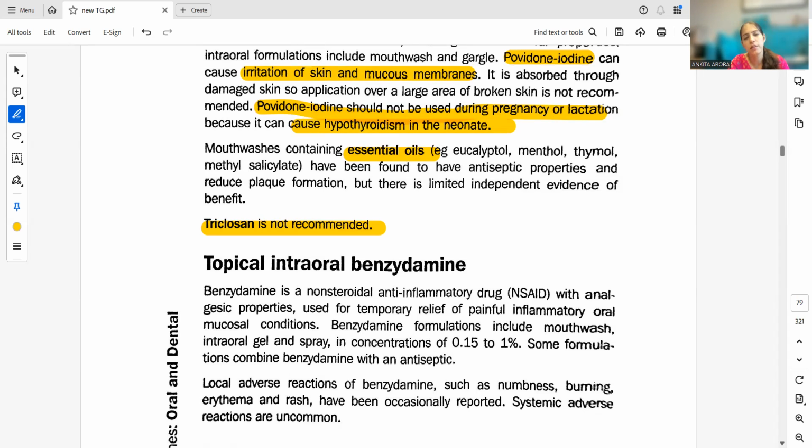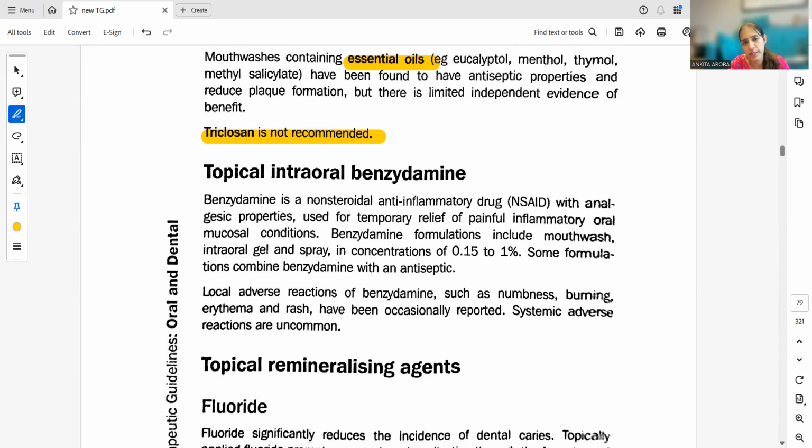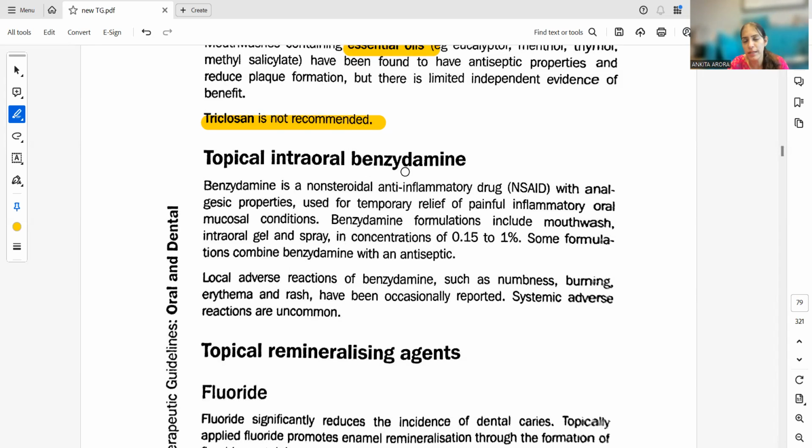The next topical drug which we will study is topical intraoral benzidamine, which is an NSAID with analgesic properties. It is used for temporary relief of painful inflammatory oral mucosal conditions. Benzidamine formulations include mouthwash, intraoral gel, and spray in concentrations of 0.5 to 1%. Some formulations combine benzidamine with an antiseptic.